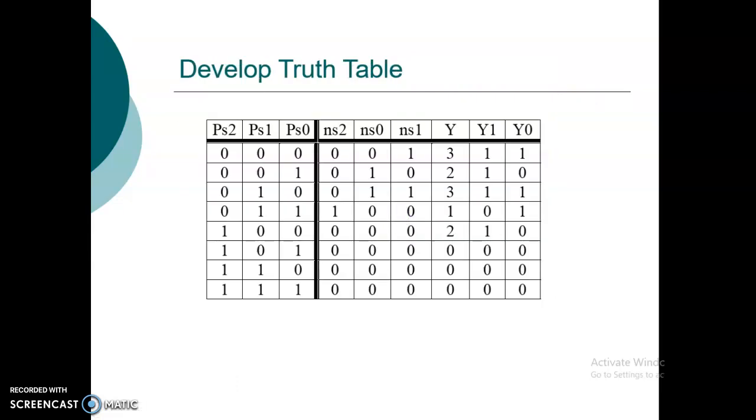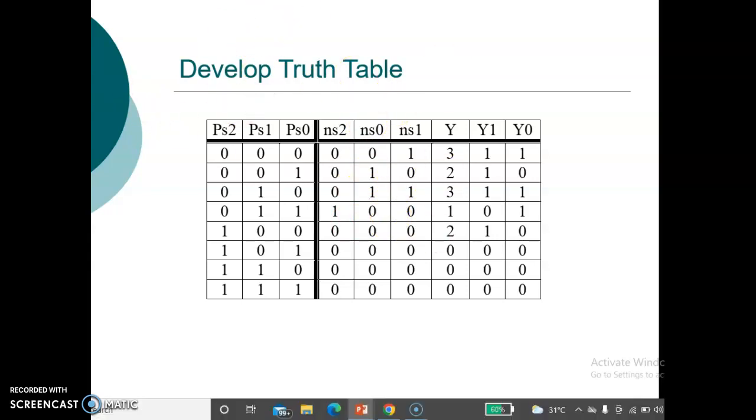Develop truth table. Present state 2, present state 1, present state 0, next state 2, next state 1, next state 0, Y1 output, Y0 output. For example, PS2 is 0, PS1 0, PS0 0, NS2 0, NS1 0, NS0 1, then Y output is 3, Y1 output 1, Y0 is 1.